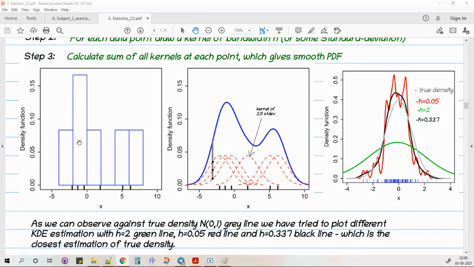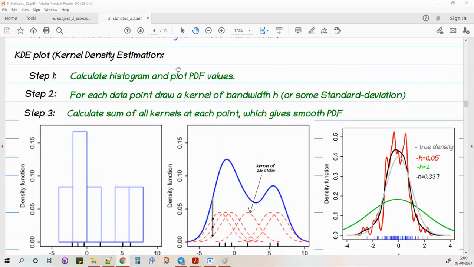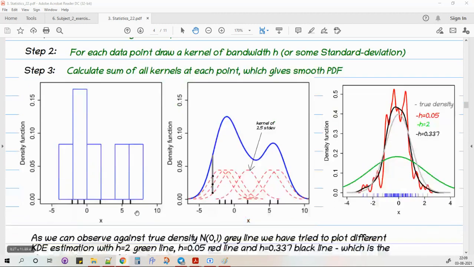Okay. So how kernel density estimation works is, we will take the kernels and draw the kernels around all the data points. If I have this data point here, I will draw one kernel. For the second data point, I will draw a second kernel, right?